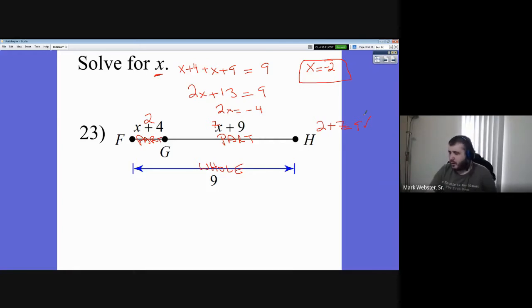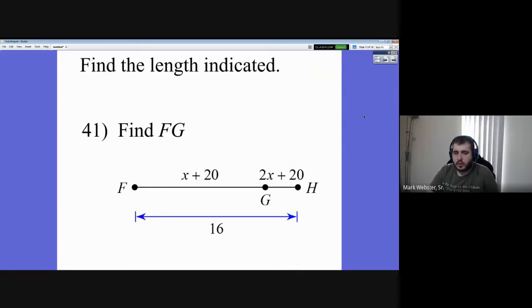Okay, so the only thing we're going to do now is find the actual length of the segment. Before we were looking for the value of x. Now we're trying to find the length that's given, right? And the one that they want is FG. That's this one, right? So when you go through, you're going to find what x is, and then you're going to plug it back in so that you get what your answer is supposed to be. All right? So let's do it.